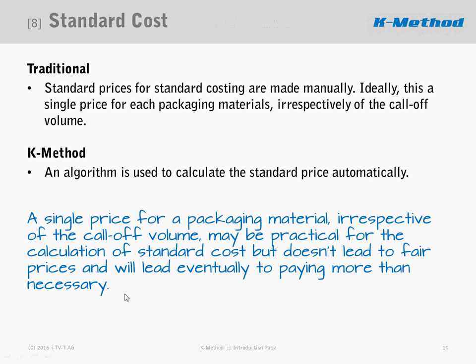If we look at standard cost, you can use the price formula for standard cost. You just feed in the average number of call-offs per year and the average number of changeovers, and the price formula will deliver to you the standard cost of an item.